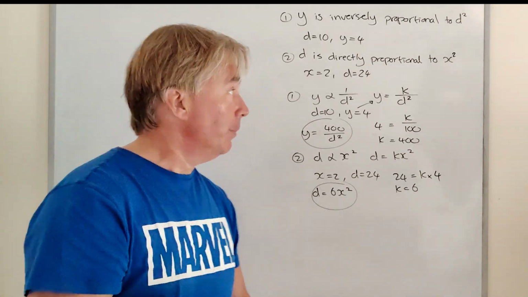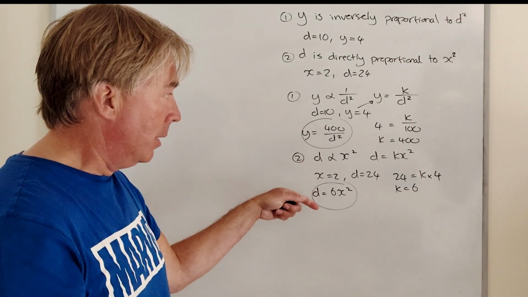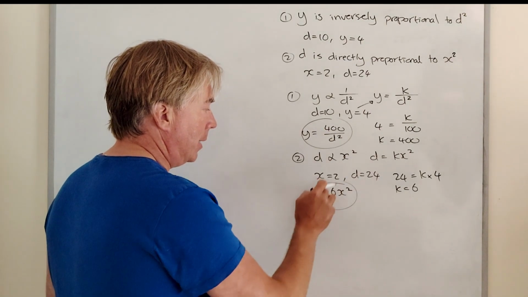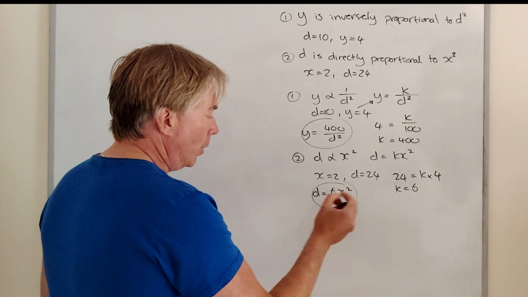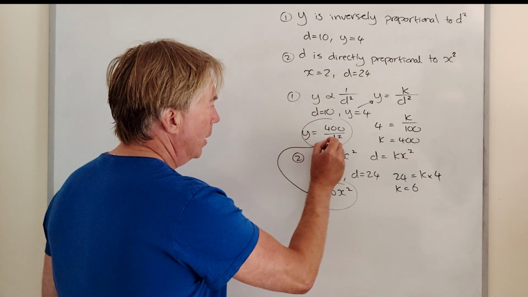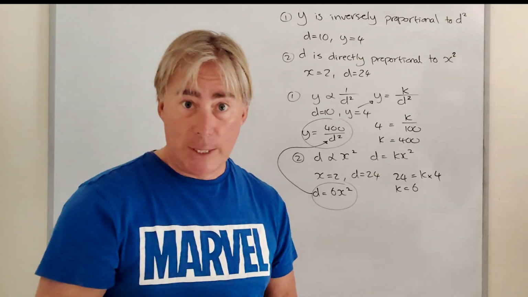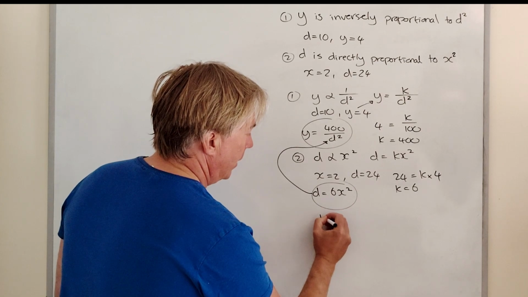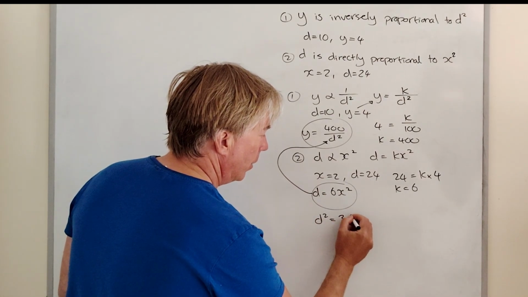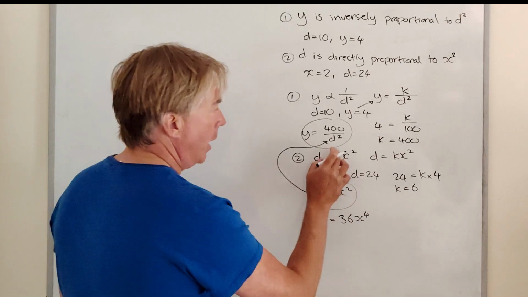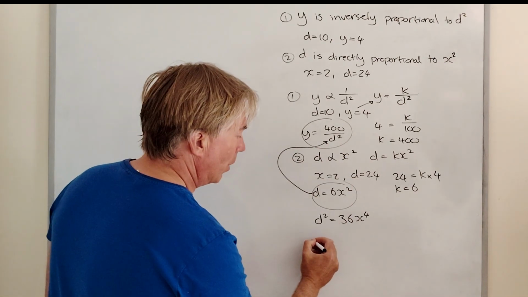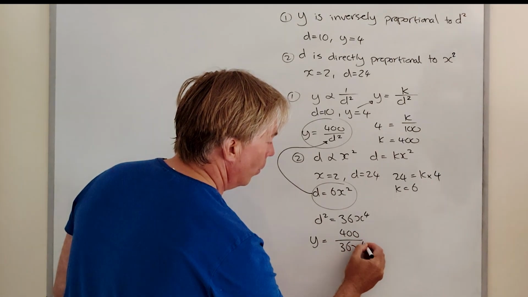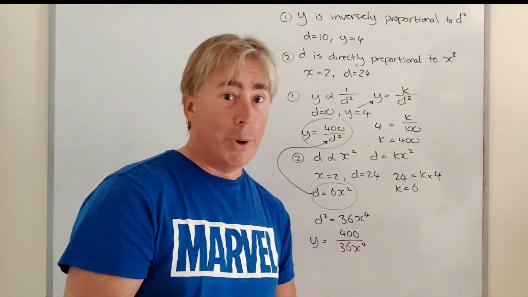But what we're actually asked to find is y in terms of x. That is a little bit awkward because we've got a variable that connects these two via d. So what I'm going to do is substitute for d squared in our first relationship. I'm going to square 6x squared, which gives 36x to the 4, and then replace d squared in my original relationship: y equals 400 over 36x to the 4.